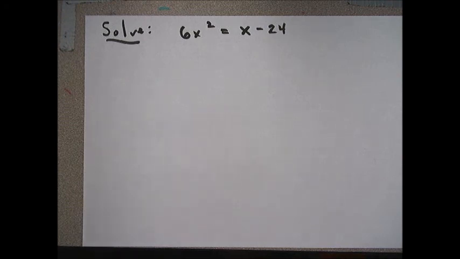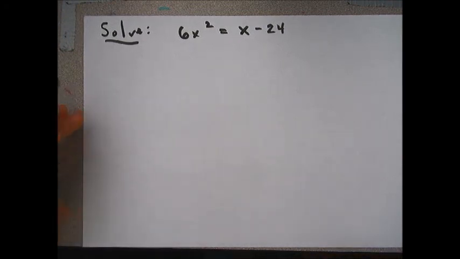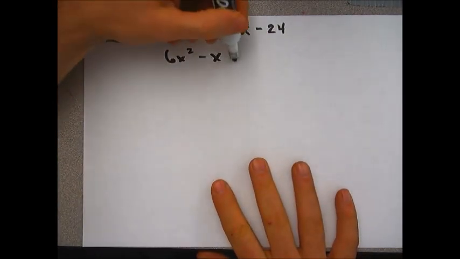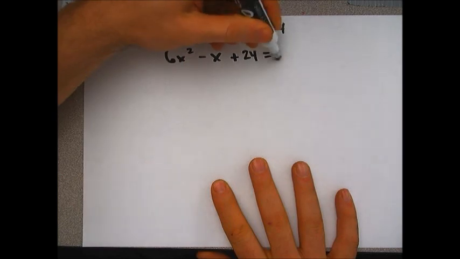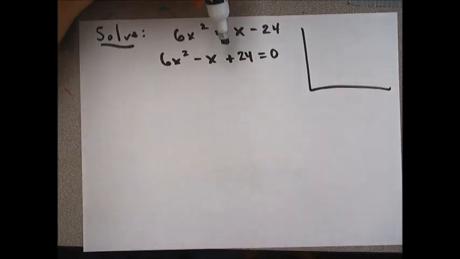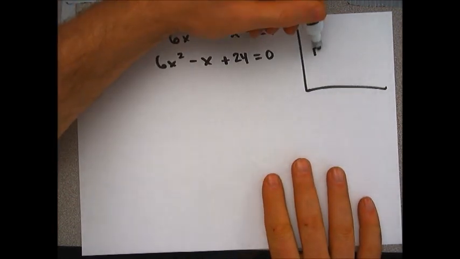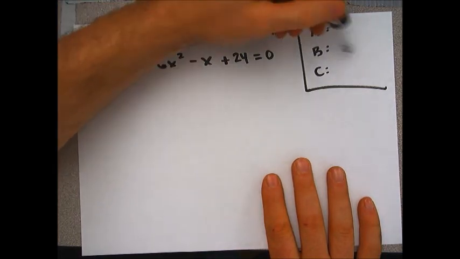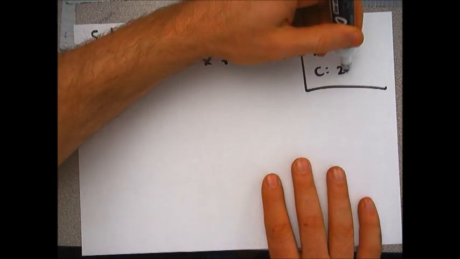Problem asks you to solve the following. So the first thing you want to do is take everything and move it to the left. So 6x squared minus x plus 24 is equal to 0. We realized by graphing this that it wasn't going to cross the x-axis, so we need to use the quadratic formula. So I make an A, B, C box. A is 6, B is -1, C is 24.